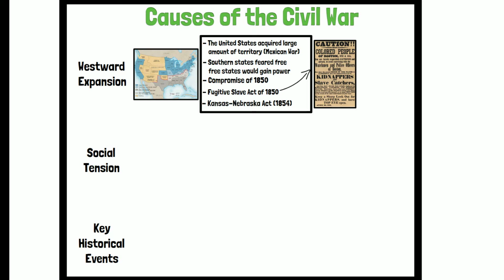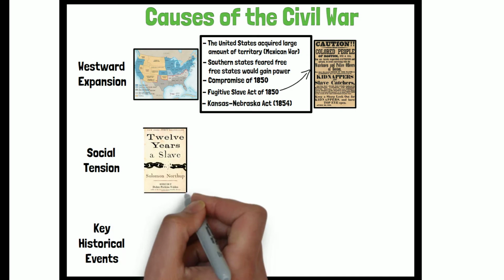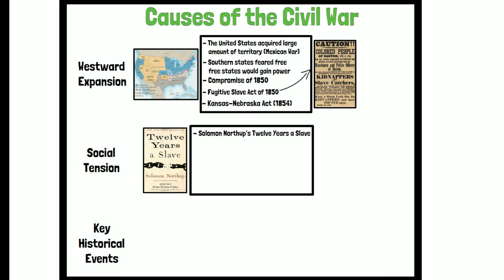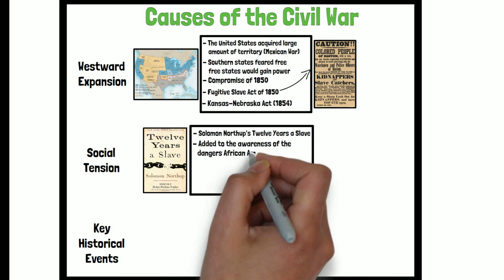The debate over slavery was also reflected in many social interactions during this time. A notable example of this was chronicled in Solomon Northup's 12 Years a Slave. Although Northup's ordeal occurred before 1850, his account added to the awareness of the dangers faced by African Americans throughout the country.